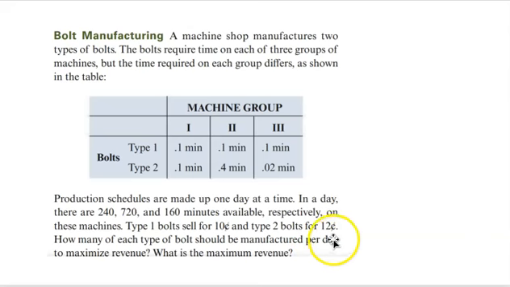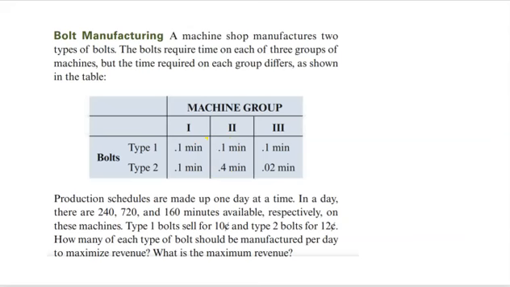Now, these bolts sell for different amounts. Type 1 bolts sell for 10 cents each. Type 2 bolts sell for 12 cents each. And the question asks us how many of each type of bolt should be manufactured per day in order to maximize revenue. So how many bolts of type 1 can we make? How many bolts of type 2 can we make so that we get the most money possible, yet we do not use more time than what's available by these machines?